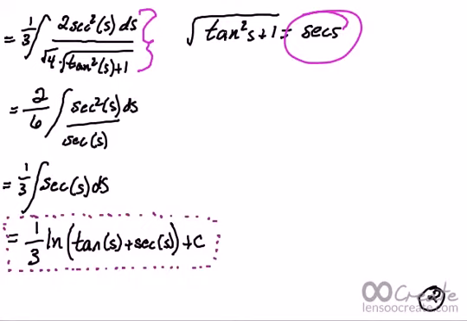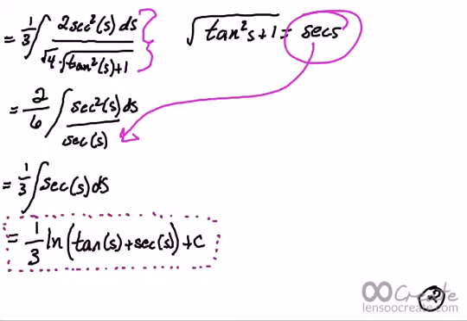So I bring the 2 out because that's a constant, so I have 2 over 6, the integral of secant squared s ds, and then, like I said, we just put that in the numerator, do the substitution, and that's awesome because that just simplifies to 1/3 the integral of secant s ds. And once I integrate that, I have that it's equal to 1/3 natural log of tangent of s plus secant of s plus our constant.